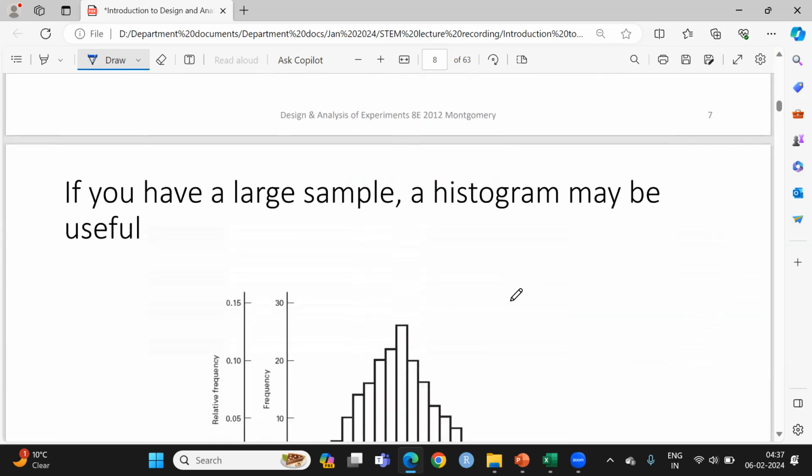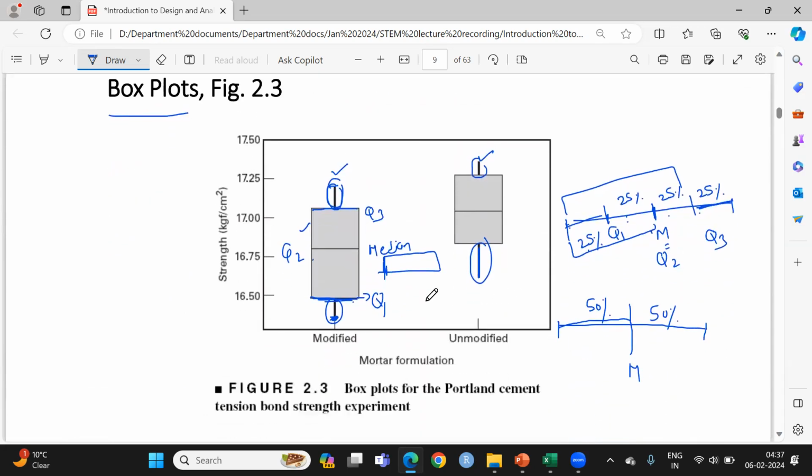Okay, and one can also observe from the box plot that the range, meaning the difference of the highest value minus the lowest value, is very high. Then it can easily be observed from the box plot that the values corresponding to this modified variable may not be equivalent. That means there must be some significant difference in the mean value, and there must be some significant difference in their variability.